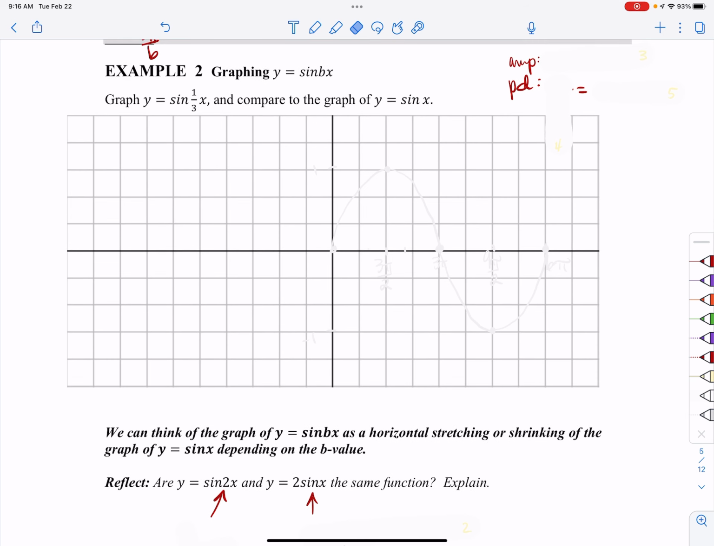Notice that the amplitude of this example is going to be 1 because there is no a value out front. The period is going to be 2 pi divided by b. So that's going to be 2 pi divided by 1/3, multiplied by the reciprocal, and that'll be 2 pi times 3, which is going to be 6 pi. All right, so then how does this affect how I draw my graph?